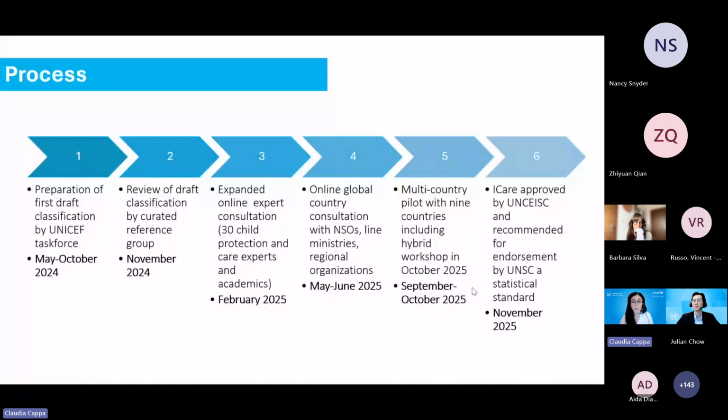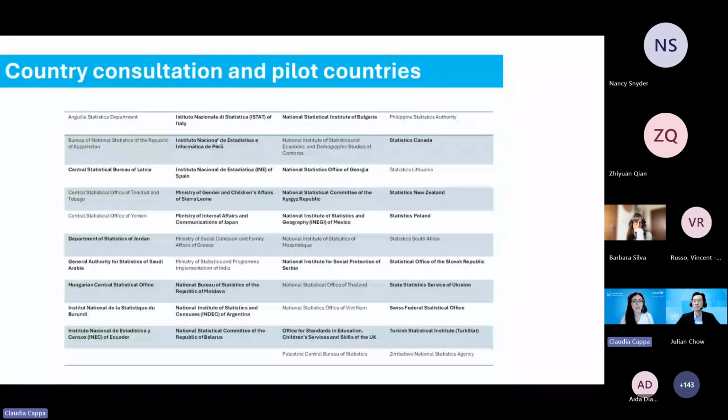I just wanted to take a moment to acknowledge the variety and the number of statistical offices that joined us and expressed interest in joining us in the development of this classification.